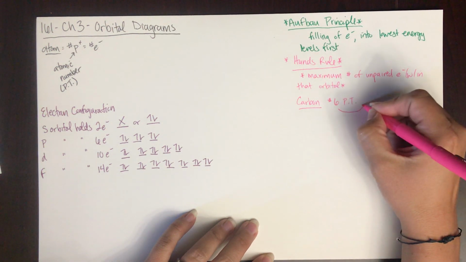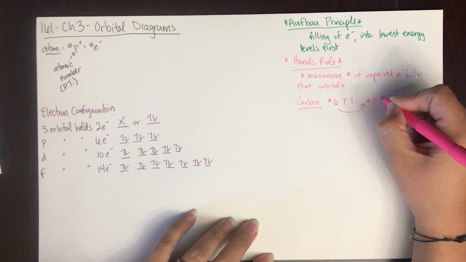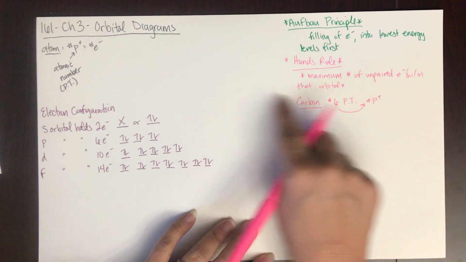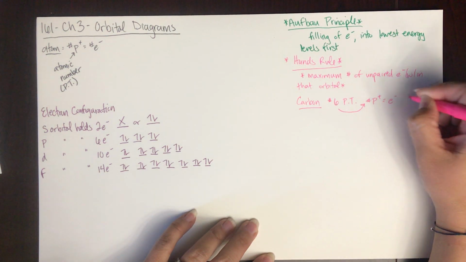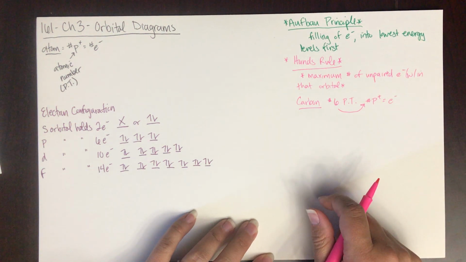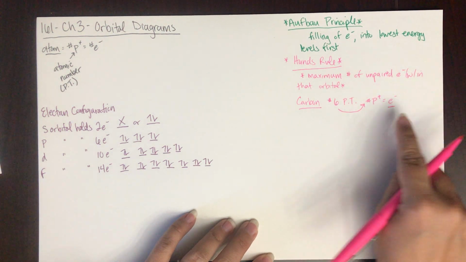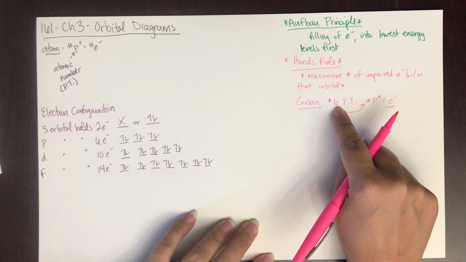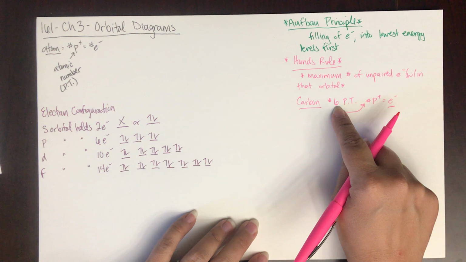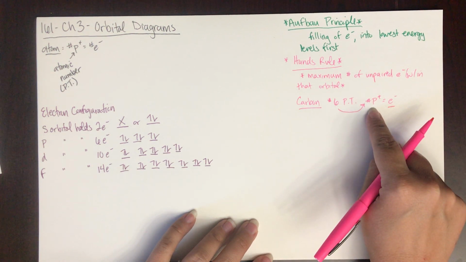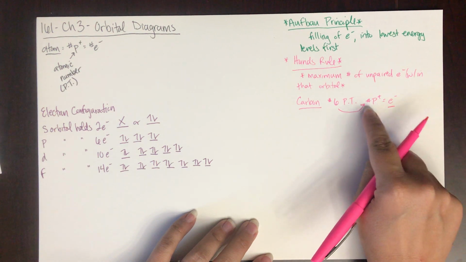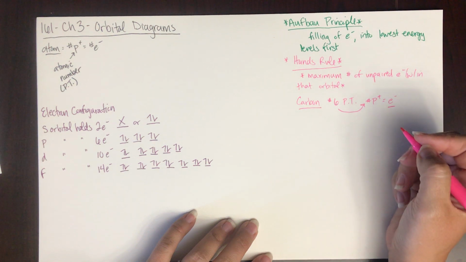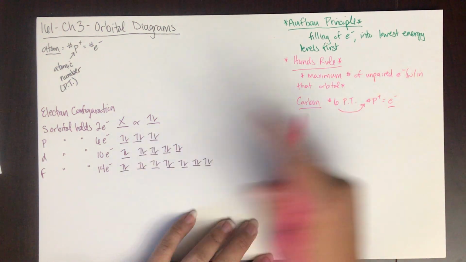This number 6 means that's the number of protons. And because this is the carbon atom, the number of protons equals the number of electrons. So we are trying to see where these 6 electrons are going to be. I know that carbon has 6 electrons because it's number 6 on the periodic table. Number 6 means there's 6 protons, and because this is a charge neutral atom, if I have 6 protons, I have 6 electrons.